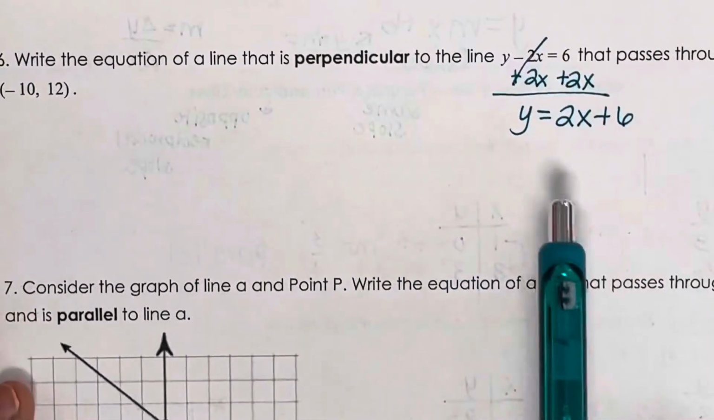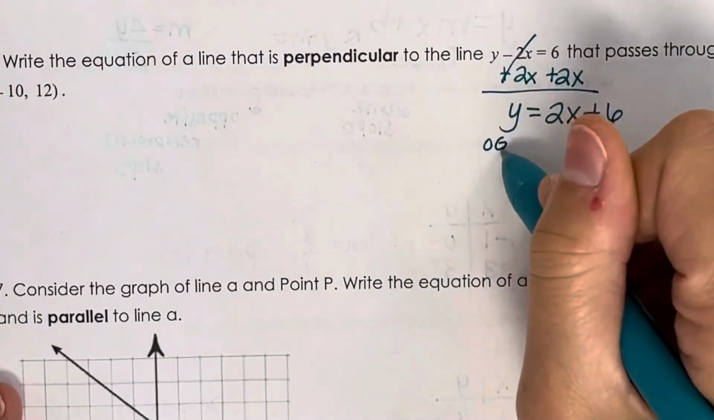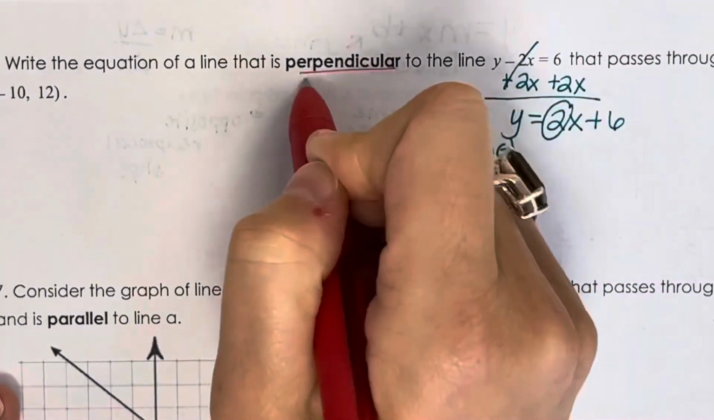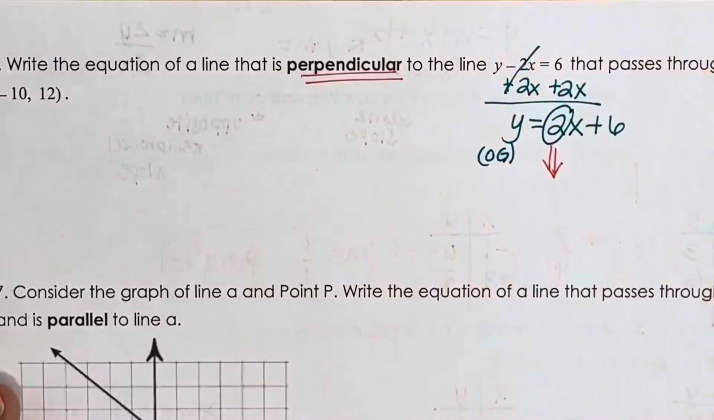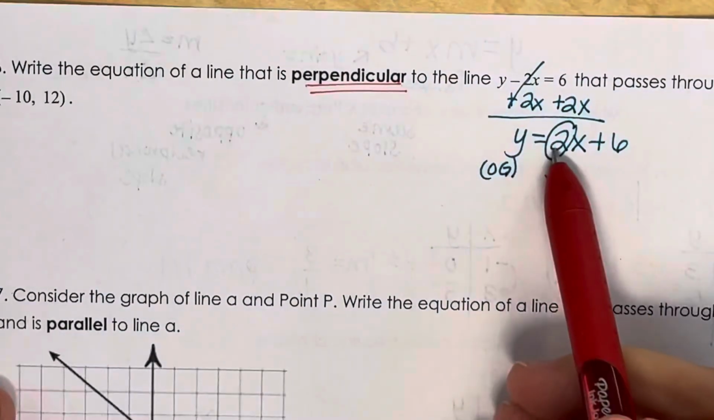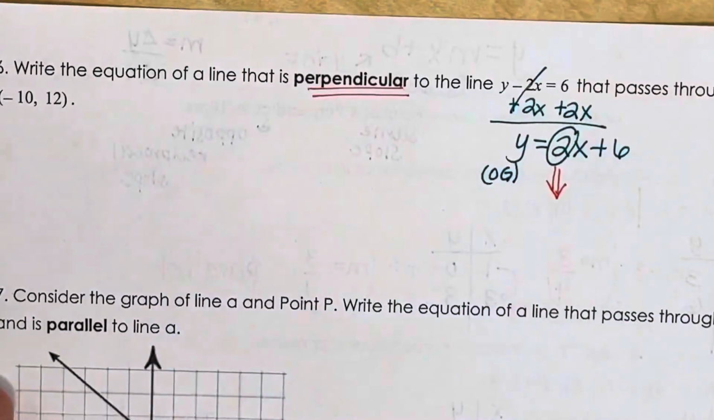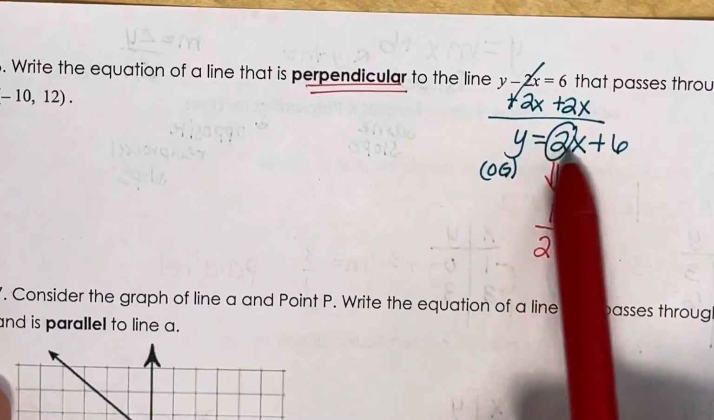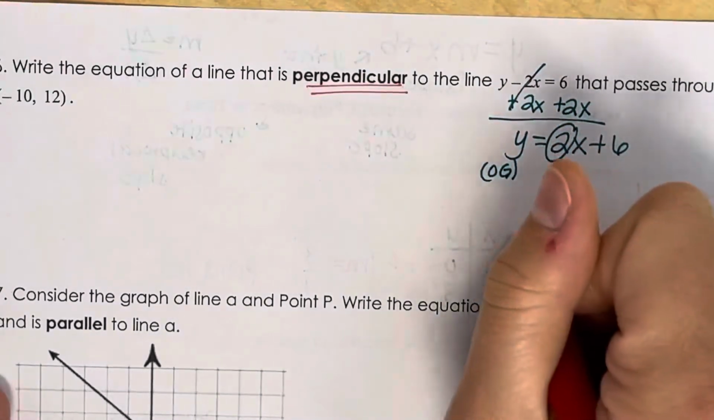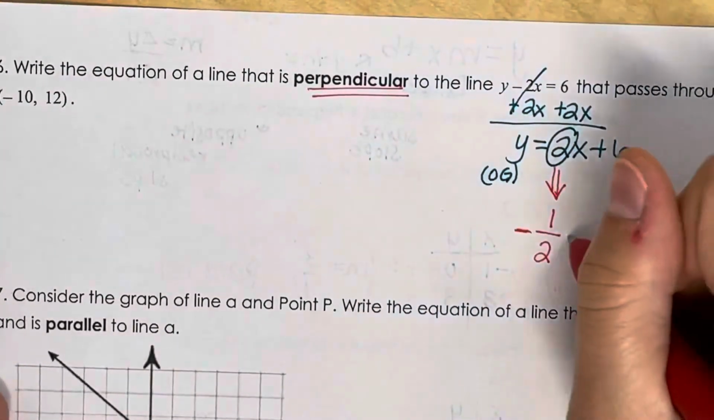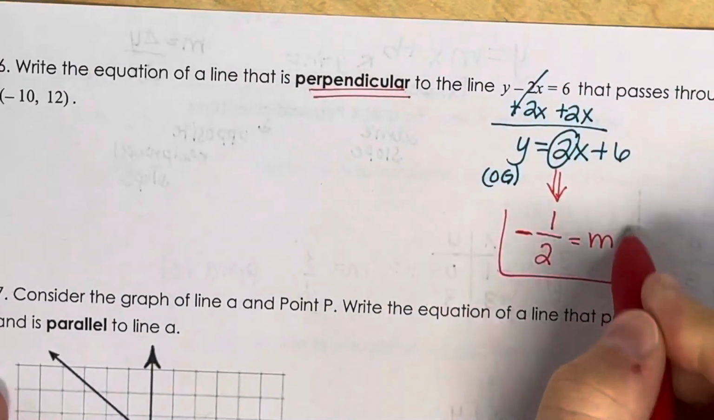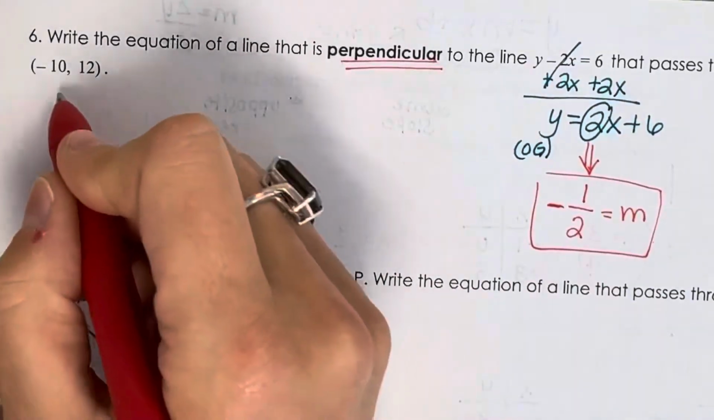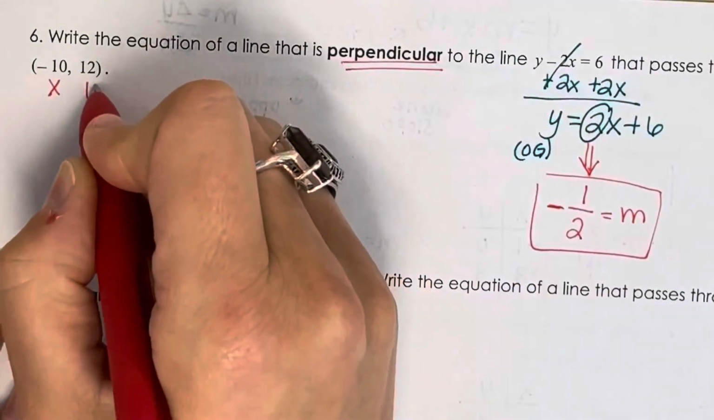My slope in the original equation is 2. However, if it's perpendicular, my slope needs to be the opposite reciprocal. So if I take 2 and flip it like a fraction, it becomes 1 over 2. And then since this is a positive 2, this becomes a negative 1/2. So my slope is going to be negative 1/2. My points, my x and my y, are negative 10 is my x, 12 is my y.